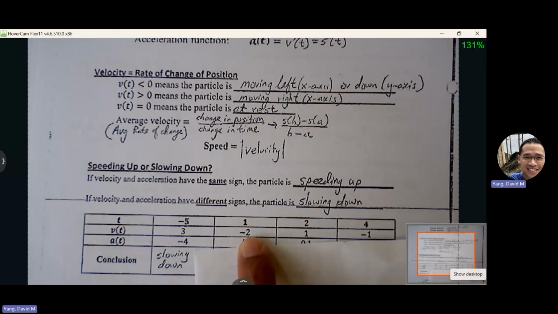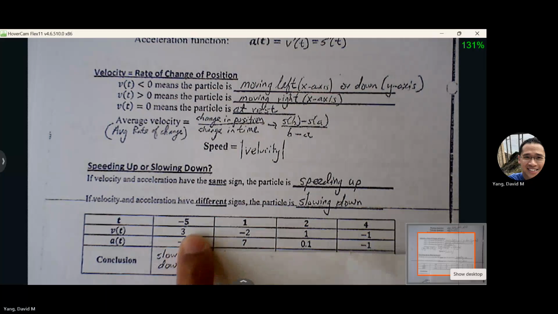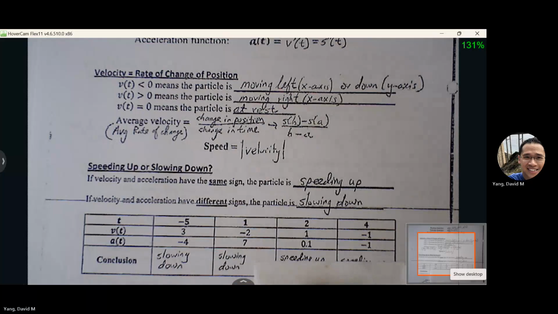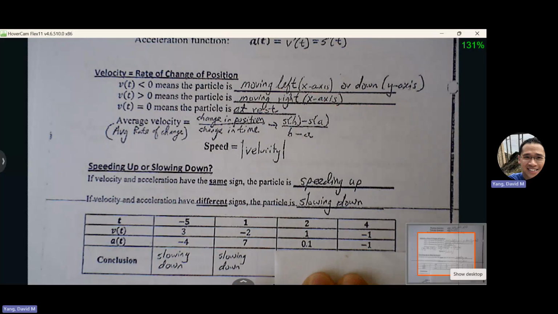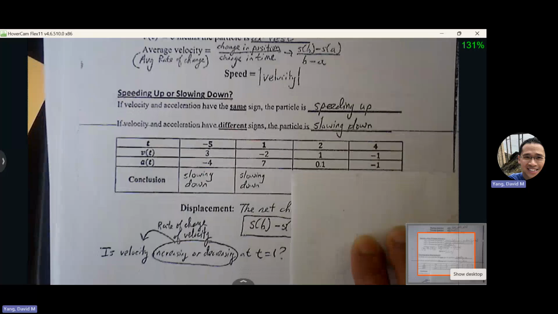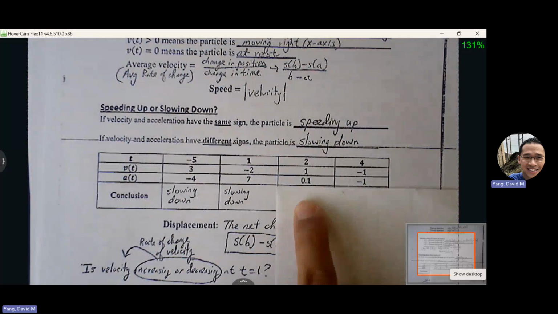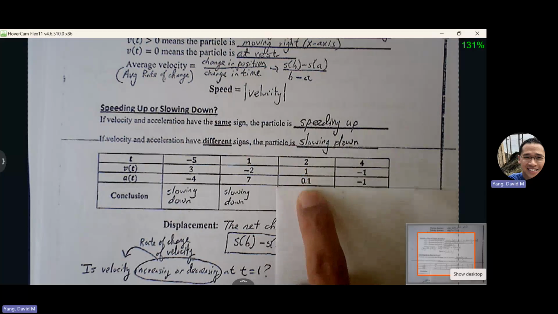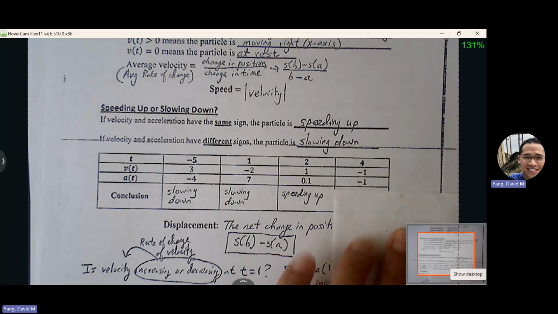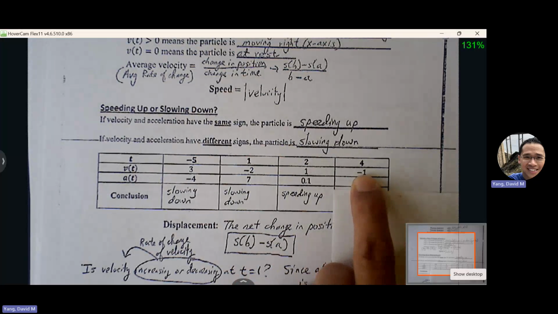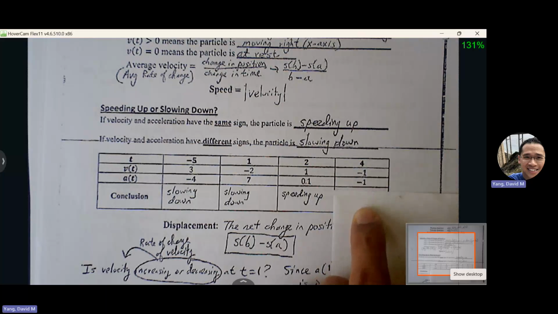Second example, at t equals 1, my velocity is -2 and my acceleration is 7, still what? Obviously still slowing down. At t equals 2, my velocity is 1, my acceleration is 0.1, so therefore speed is speeding up or slowing down? Speeding up because they're both positive, right? And then at t equals 4, -1 for velocity, -1 for acceleration. Still speeding up, yeah.